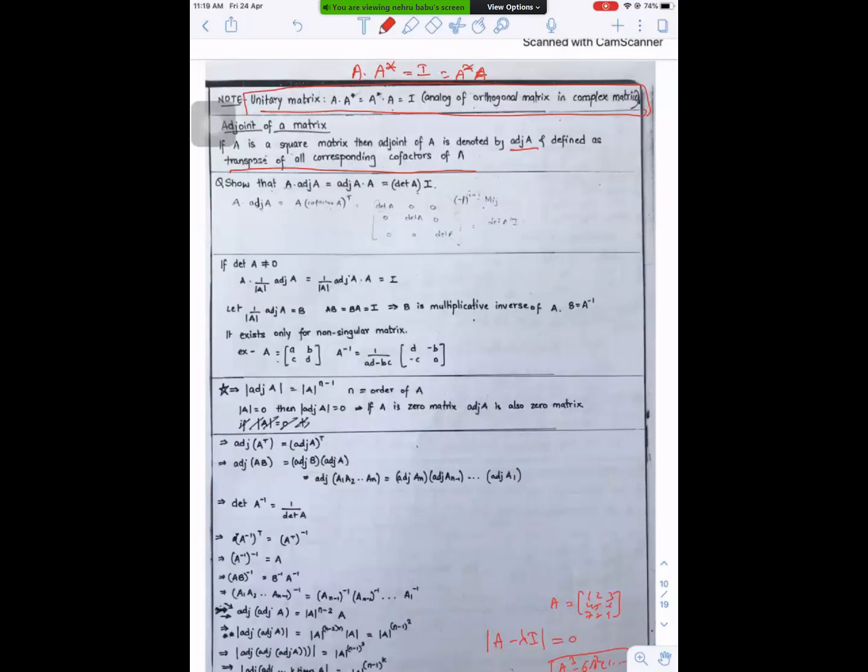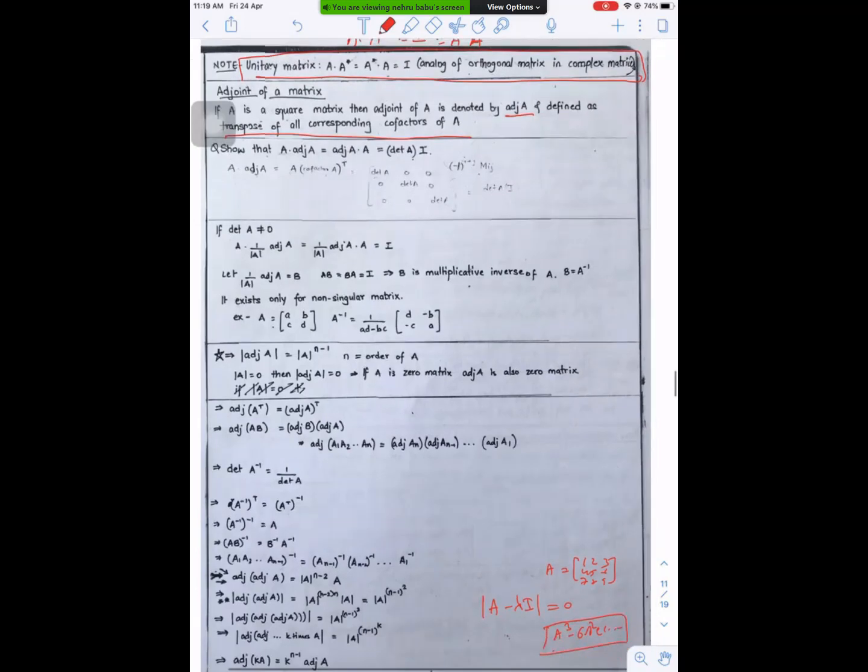Sir, any special properties related to unitary matrix, sir? Same like the orthogonal case only. Okay. Det equals plus or minus 1, all those we can say. Sir, but here A star means we are already taking the conjugate also now, sir. Okay. Sir, 1 minute. Just wait. I will check that thing.